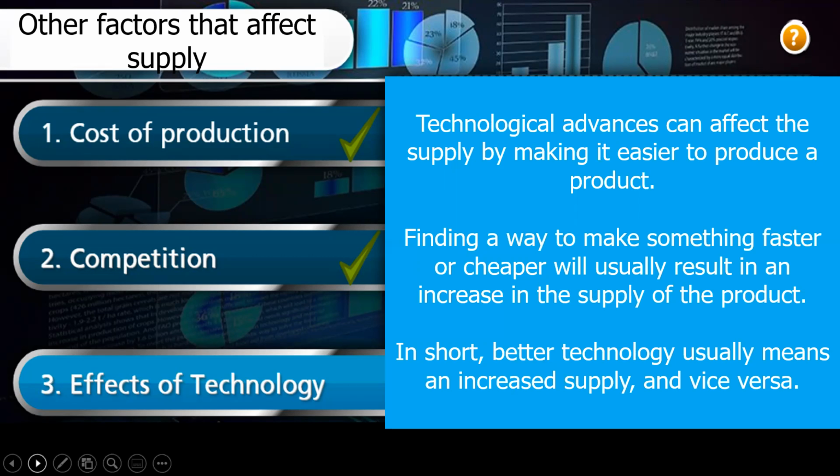And the other way around, if you do not have good technology, then it's harder to make a product and it's going to be more expensive. So better technology usually means an increased supply and vice versa.